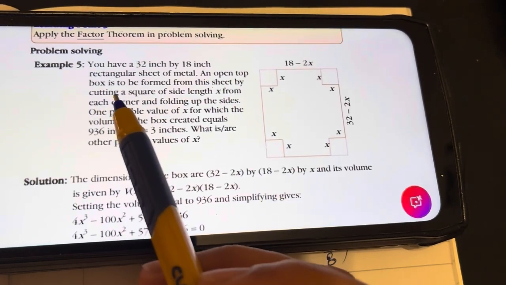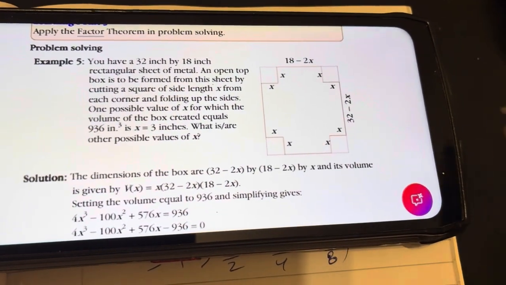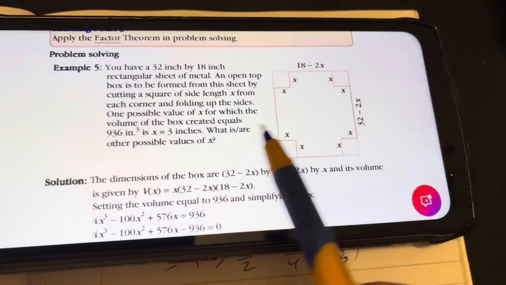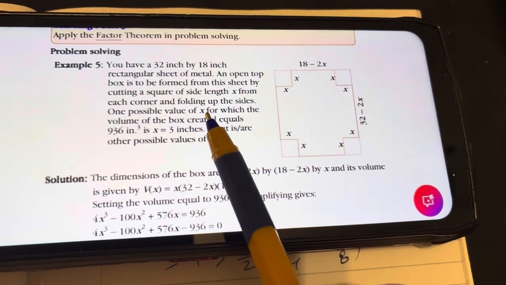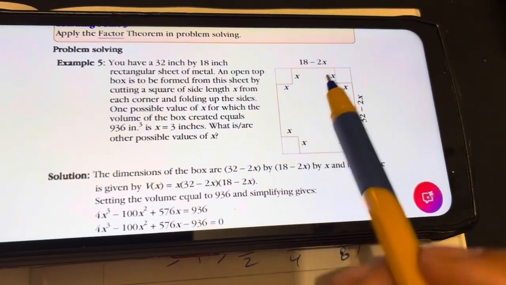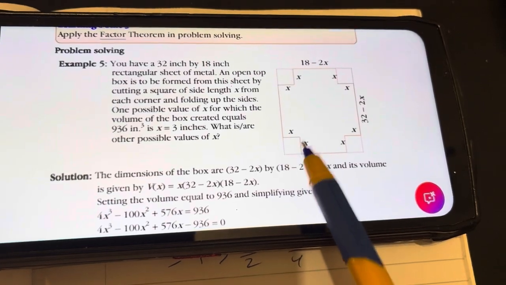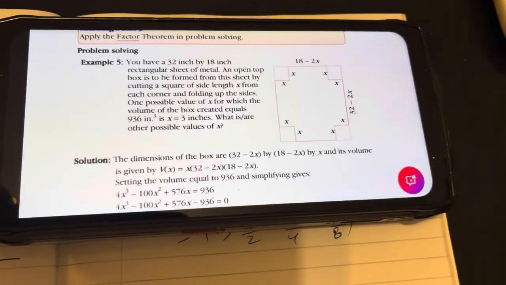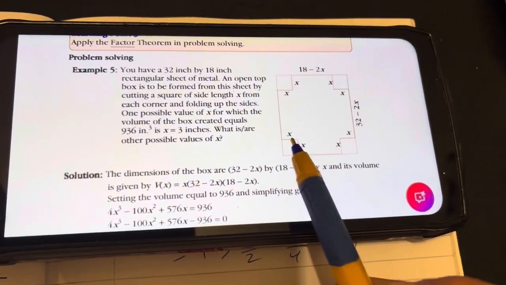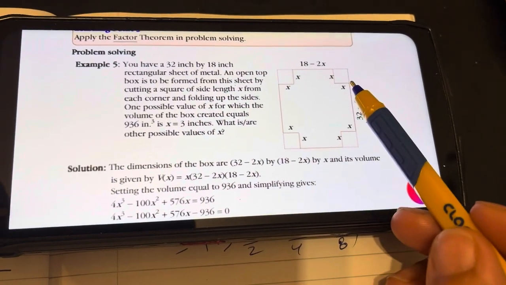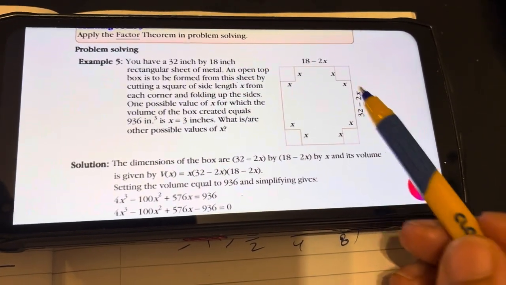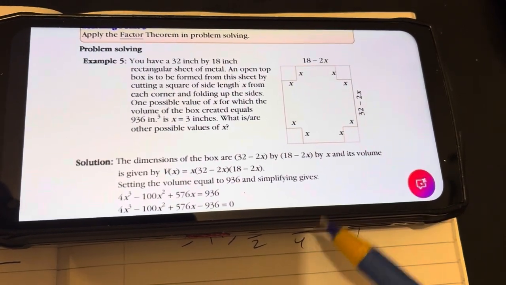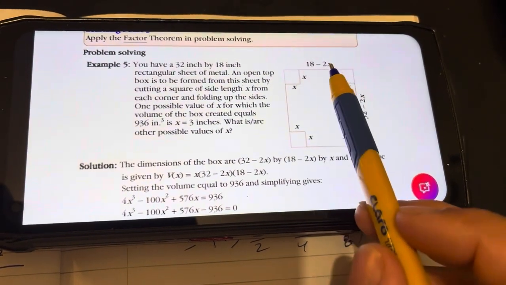An open top box is to be formed. You want to make a box out of this sheet, okay? So he told you that you need to fold it, and this is the height. This represents the height. When you cut it and then you fold it, you will have the box with open top. So the height is x and the length is 32 minus 2x because you're taking from here and from here, and the width is 18 minus 2x.